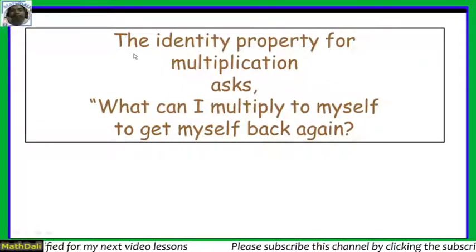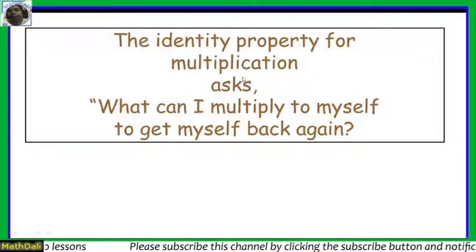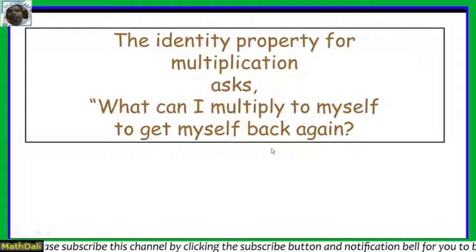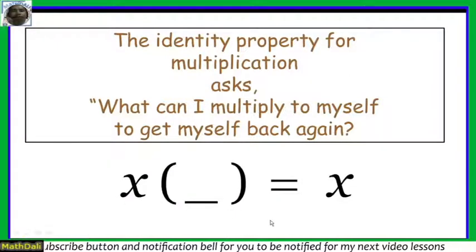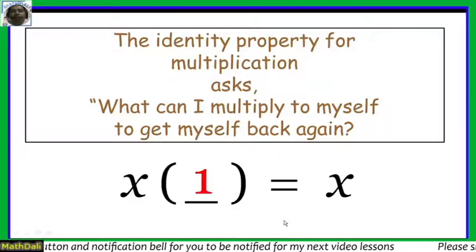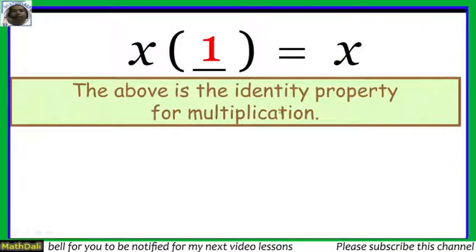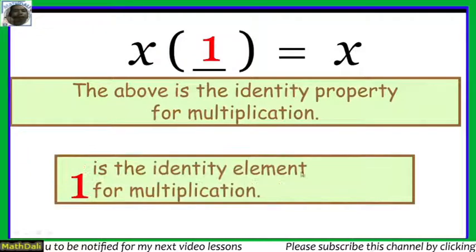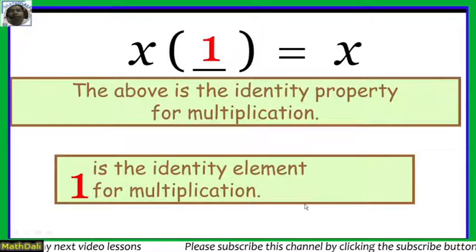Dapat pala magpasalamat sa 0. Okay, so the identity property for multiplication as, what can I multiply to myself to get myself back again? X multiply to blank, that is equal to x. Paano yung multiply natin dito? That is 1. Above is the identity property for multiplication. And 1 is the identity element for multiplication.